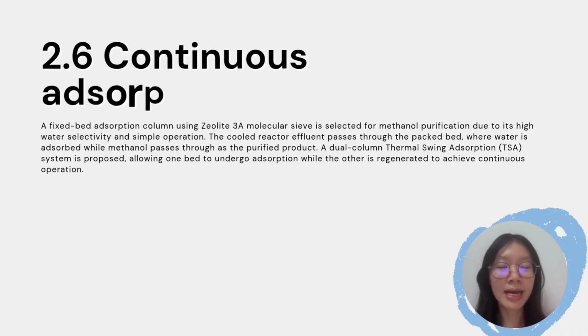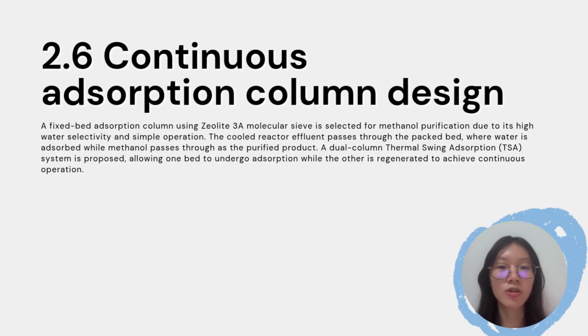Hi, I'm Jai. I will be explaining continuous adsorption column design. In our project, a fixed bed adsorption column is selected due to its simple design, high separation efficiency, and common industrial applications. Before entering the adsorption column, the reactor effluent is first cooled. The stream then flows downwards through a packed bed of Zeolite 3A molecular sieve. Inside the column, water molecules are selectively adsorbed in the pores of the zeolite, while methanol passes through due to the molecular sieve's pore size selectivity. The downflow configuration helps to improve flow distribution, enhance contact between the fluid and adsorbent, and reduce channeling.